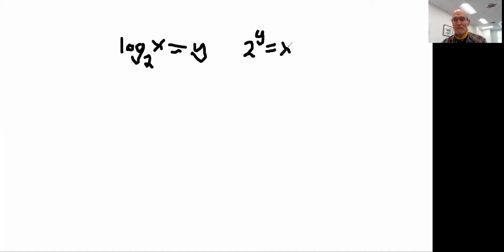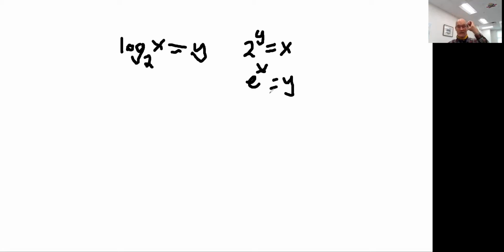Now, one of the types of problems we looked at today, you're looking at a function like y equals e to the x, and we want to find the inverse of this function.